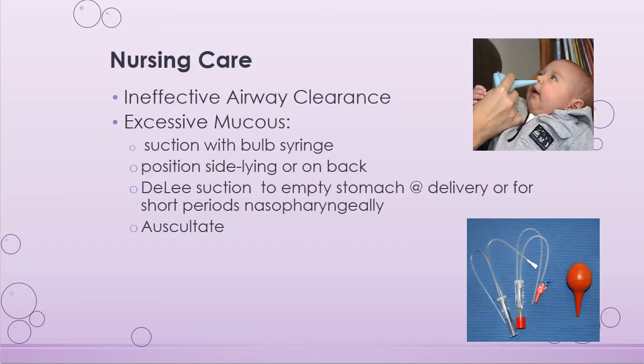This is just some nursing care. What we're talking about is some nursing diagnoses: ineffective airway clearance. We have to get excessive mucus out. You have to learn how to use the bulb syringe. You depress in the middle, put it up to the nose, and you suck it out. Sometimes we have to suction out their stomach because they're unable to clear it out of there. We need to make sure that we're auscultating and listening to these babies.